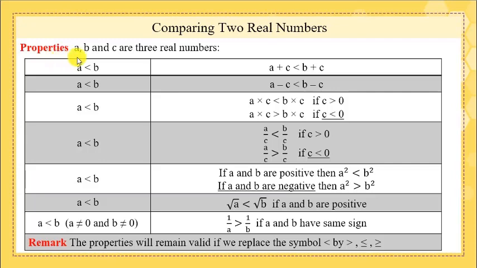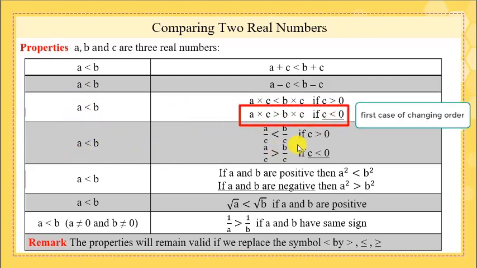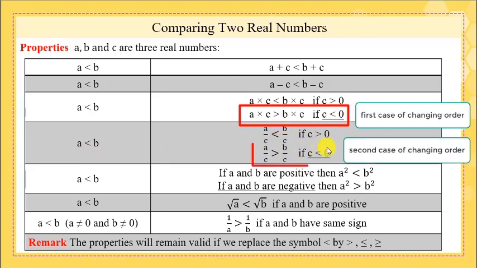Properties. We have three real numbers a, b, c. We have a less than b. If we add c to both sides, then the order does not change. If we subtract c from both sides, then the order does not change. If we multiply both sides by c, then the order does not change if c is positive, but it changes if c is negative. If we divide by a positive number, the order does not change, but if we divide by a negative number, the order will change.